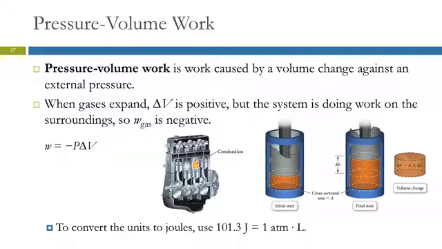is good. When gases expand, delta V is positive, but the system is doing work on the surroundings, and we define that as negative. So in this equation, the pressure volume work is equal to pressure times the change in volume, but we need a negative in there. Pressures can't be negative, and when something does work against the surroundings, it expands in volume, which is always positive, so we need the negative in there.